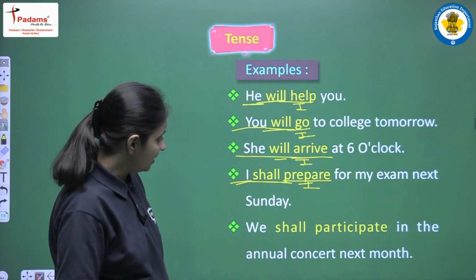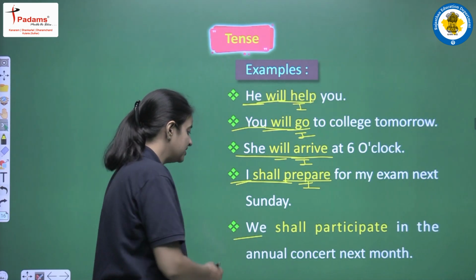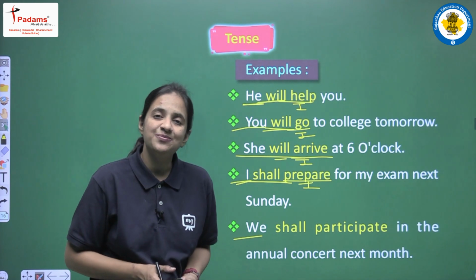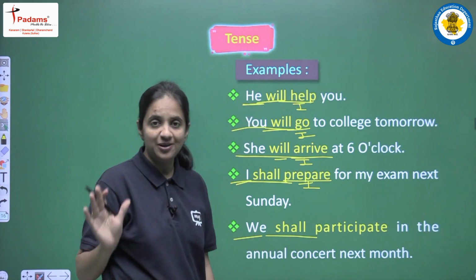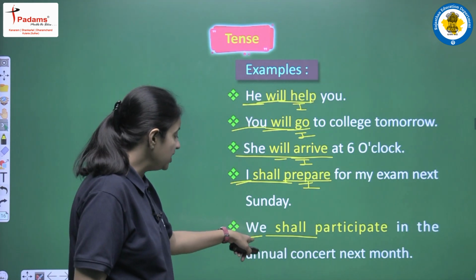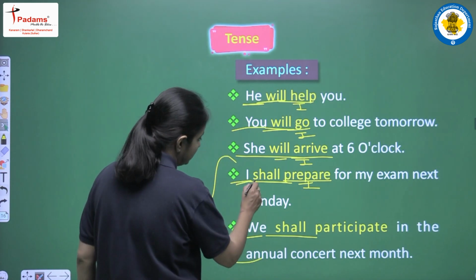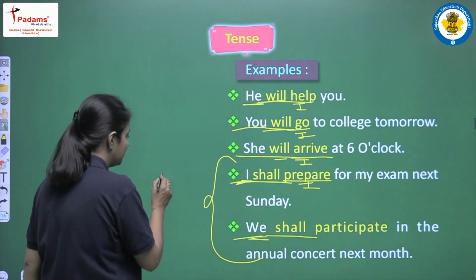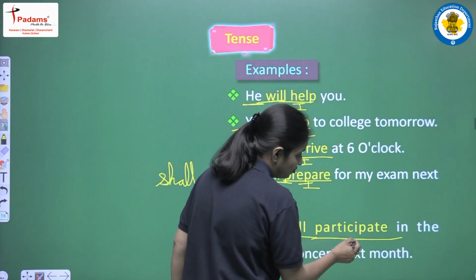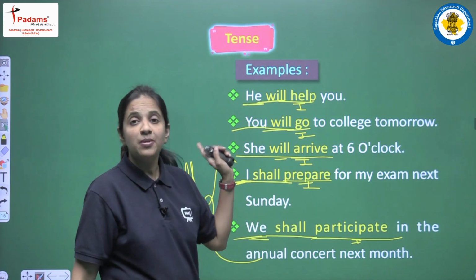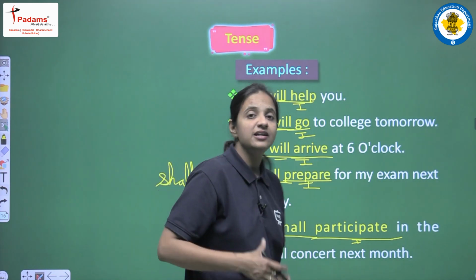Next is we shall participate in the annual concert next month. Again we have we as a subject. So just remember that if the subject is I or we, in these two conditions we use shall as a helping verb. In this sentence we have we, in this sentence we have I. So these two are the subjects, I and we, for which we use shall. With shall we also have to use the first form of the main verb, that is participate, and the sentence will be we shall participate in the annual concert next month.